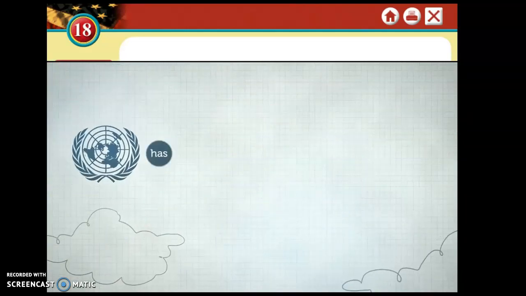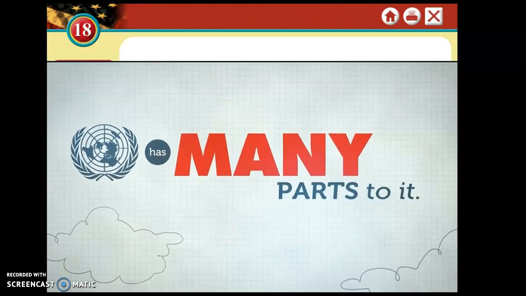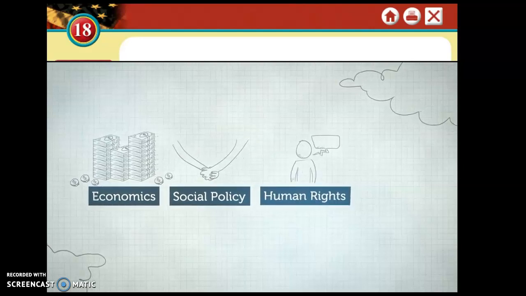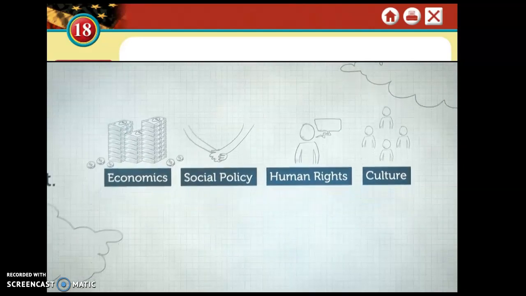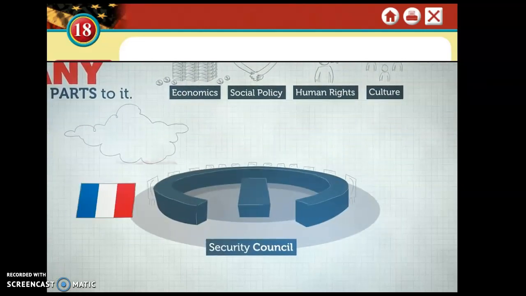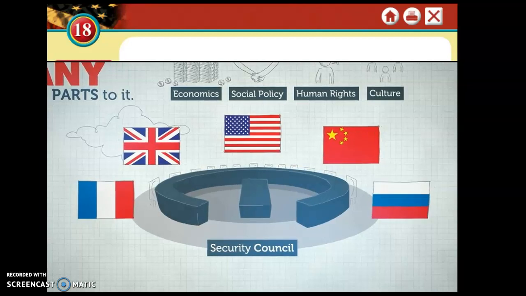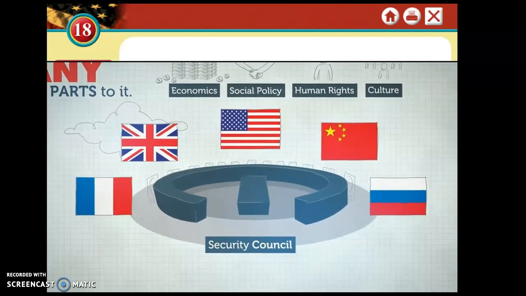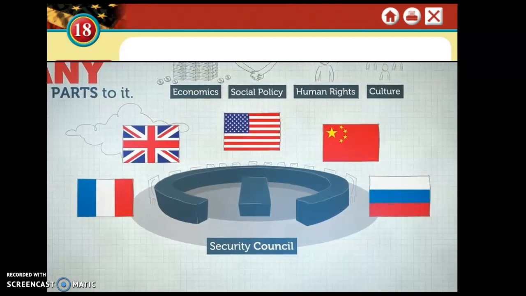The United Nations has many parts to it. It deals, for instance, with matters of economics and social policy. It deals with matters of human rights. It deals with matters of culture. But the most important parts of the UN are the Security Council, which has 5 permanent members who are responsible for controlling its policy. These are France, Britain, the United States, China, and Russia.